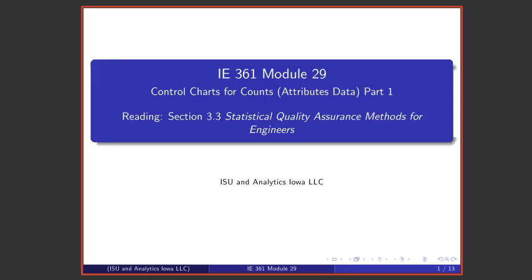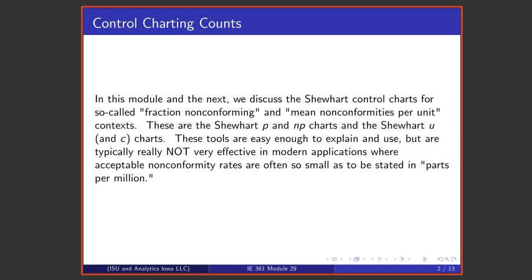Welcome to Module 29 in this series of lectures on statistical process improvement and statistical quality assurance. We return to the topic of Shewhart control charting, now discussing control charts for counts, or in the old-time language, attributes data. We're going to do this in two parts, and this is, of course, the first part.